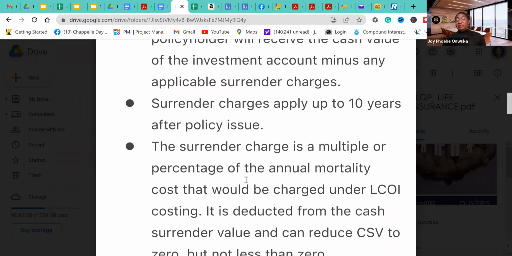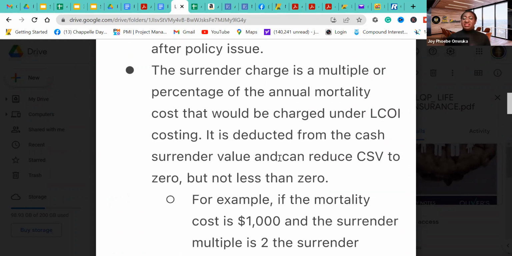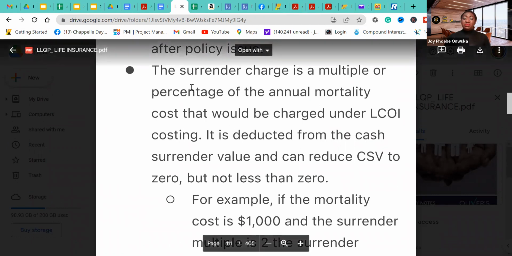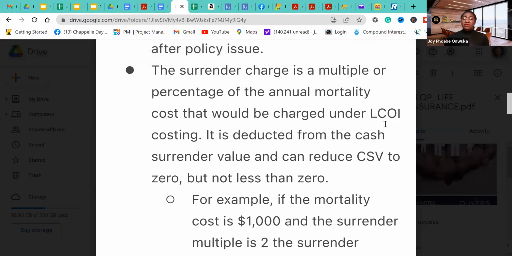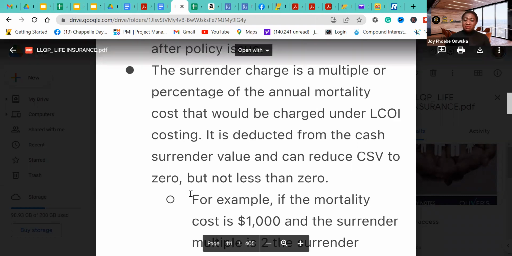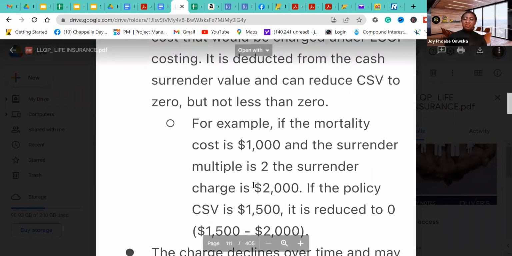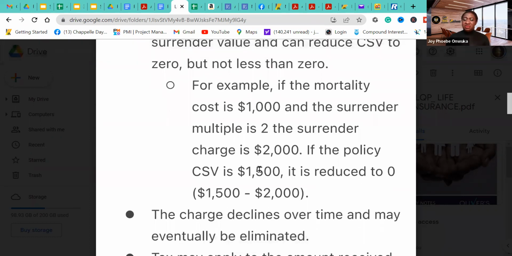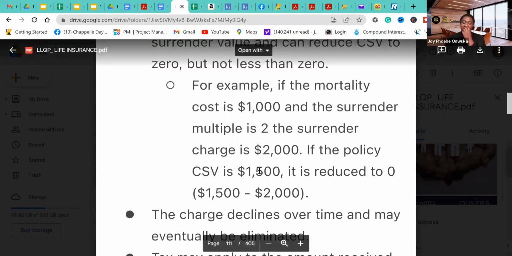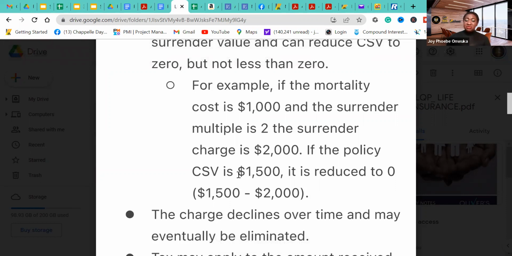But that's why I love one of our partners, CPP. Their own surrender years is just 6 years. Surrender charge is a multiple or percentage of the annual mortality cost that will be charged under level cost of insurance costing. It is deducted from the cash surrender value and can reduce cash surrender value to zero, but not less than zero. For example, if mortality cost is $1,000 and the surrender multiple is 2, then the surrender charge is $2,000. And if the policy cash surrender value is $1,500, it is reduced to zero, right?